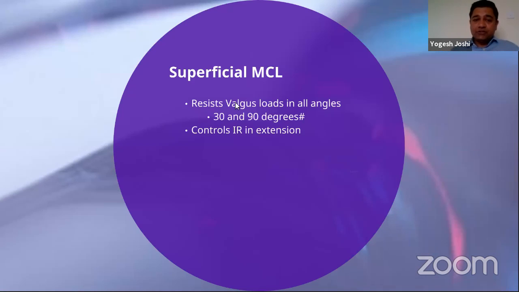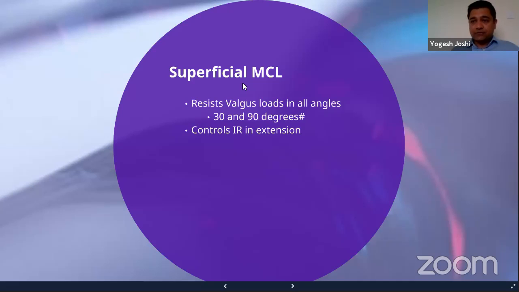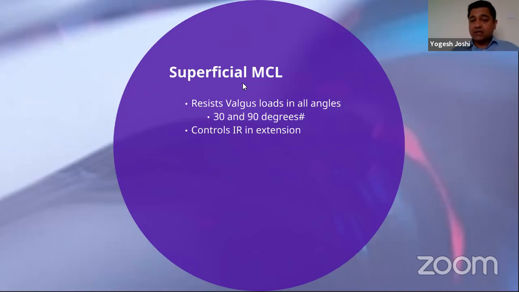So the superficial MCL is the strongest part of the MCL. So it resists the valgus load at all angles. Most important is that at 30 degrees and 90 degrees of flexion. It also controls the internal rotation in extension, because at that point, it's very tight. It is not an isometric ligament. So it has some anisometry, and some fibers are tight in extension and some fibers are tight in flexion.